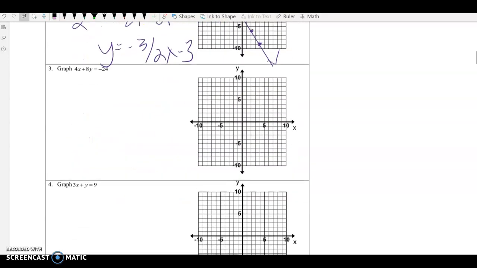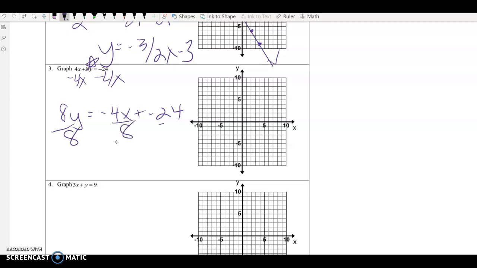Let's try this next one. Slope-intercept form. I want to get this y by itself. So how do I do that? I need to move over my 4x first. I'm going to subtract 4x on both sides. I now have 8y equals negative 4x plus negative 24. Divide both sides by 8 to get y by itself.